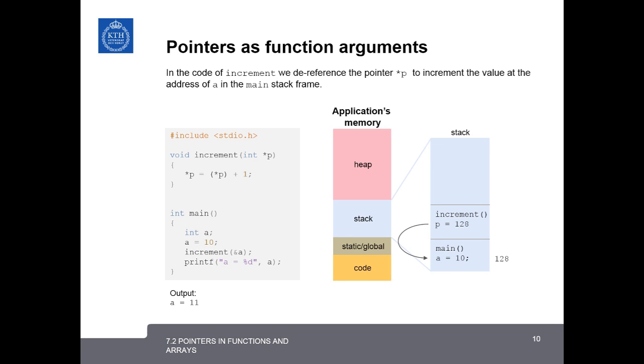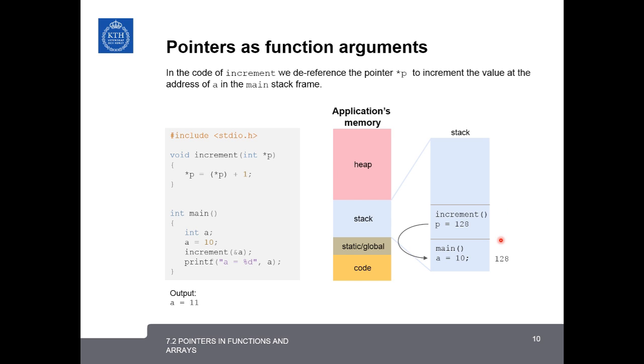Let's look once more at the code now that we've modified it to use call by reference. We begin with the main function. When the program starts, the main function is put on the call stack, and that includes a variable a, which is equal to 10, with a memory address location of 128. We then call increment, but when we're calling increment, we give it the address of a, not the value of a.